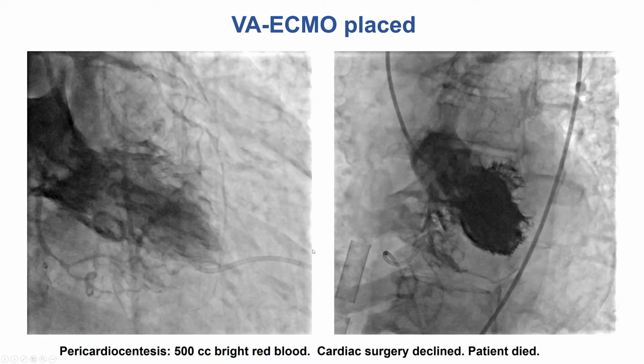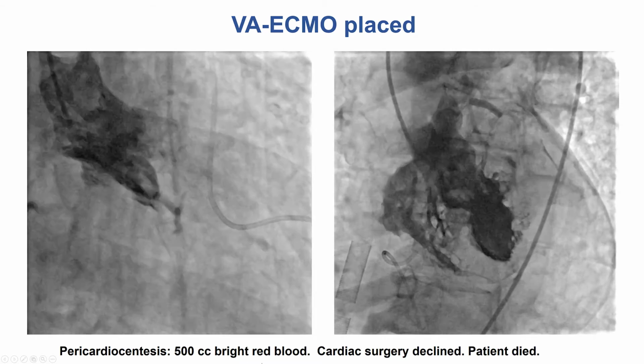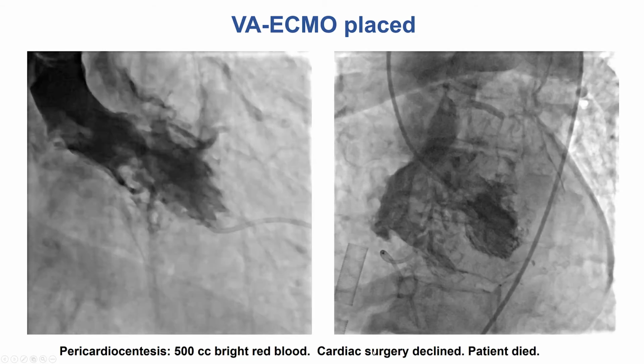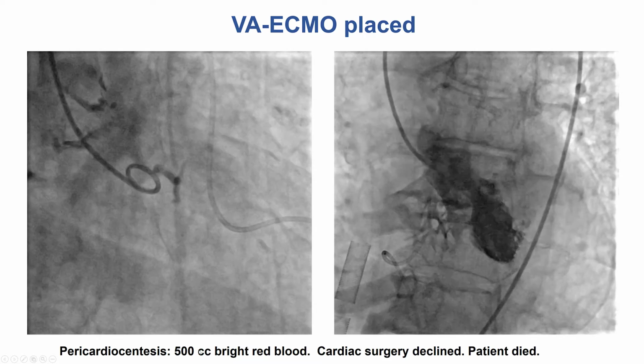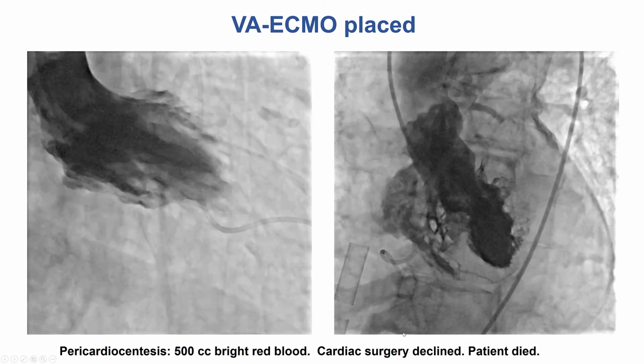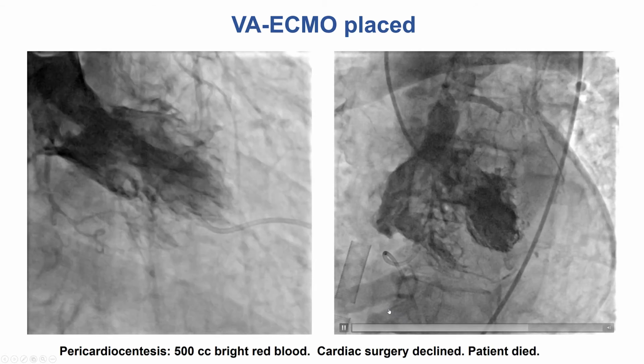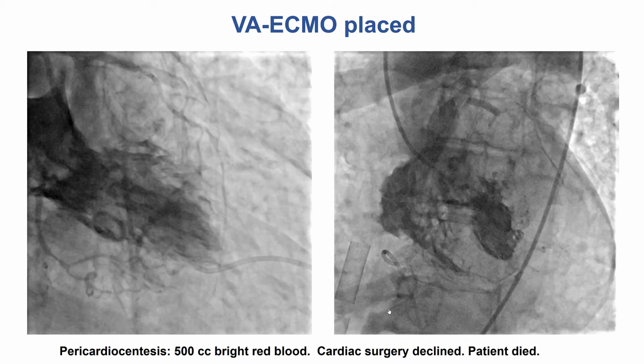This is obviously a high-risk situation. The patient was emergently seen by cardiac surgery. Pericardiocentesis was done, removing bright red blood. However, due to her frailty, she was turned down for cardiac surgery and subsequently died.